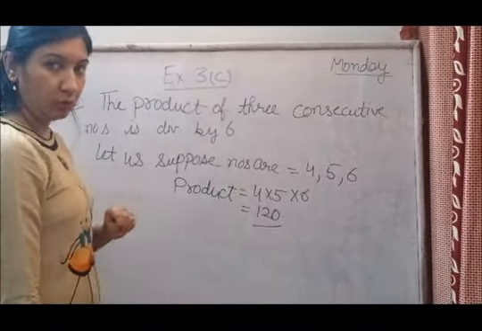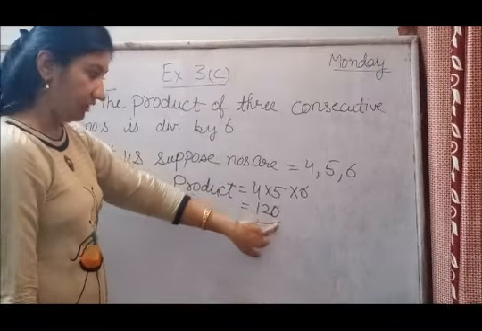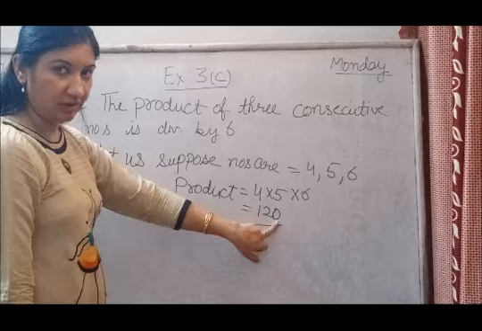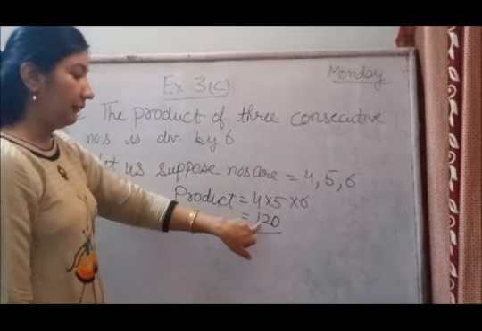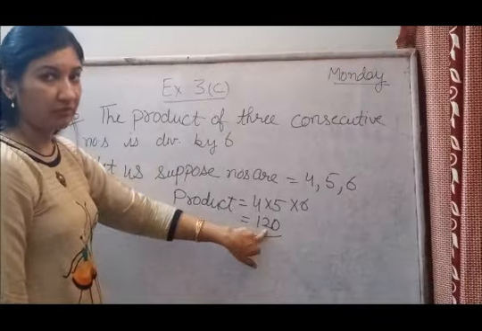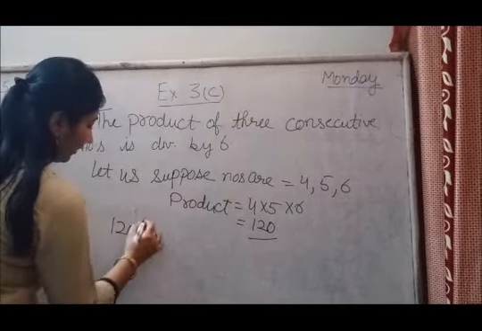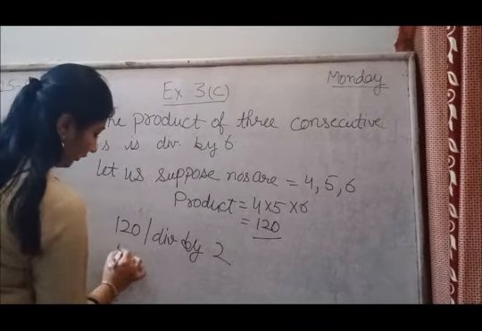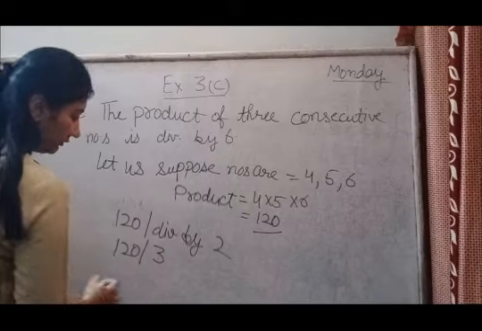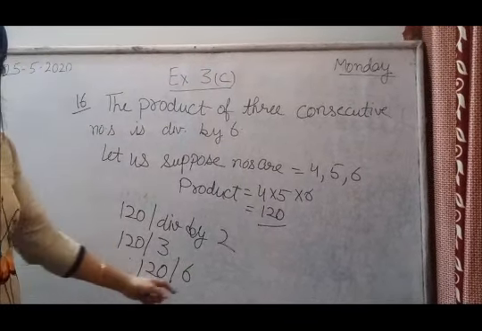What was the rule for divisibility by 6? It should be divisible by 2. Yes, because its last digit is 0. Divisible by 3, sum of digits: 1 plus 2 is 3. So it is divisible by 3 also. Now 120 is divisible by 2 and also by 3. Therefore 120 is divisible by 6 also.